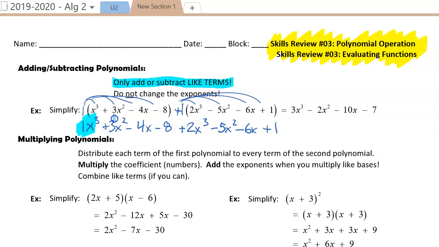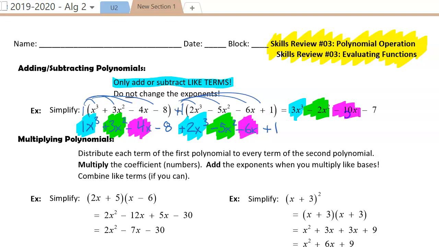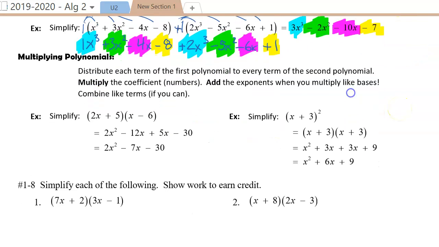So 1x cubed and 2x cubed makes 3x cubed. 3x squared and negative 5x squared gives me negative 2x squared. Negative 4x and negative 6x gives me negative 10x. And then lastly, negative 8 and positive 1 gives me negative 7. Just combining like terms.